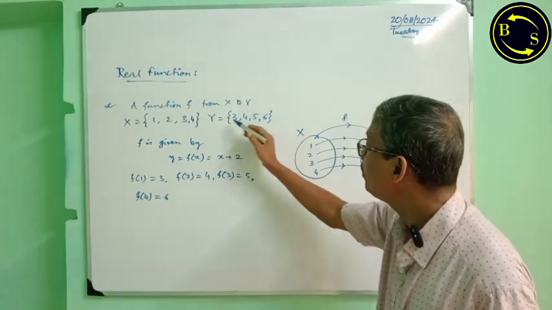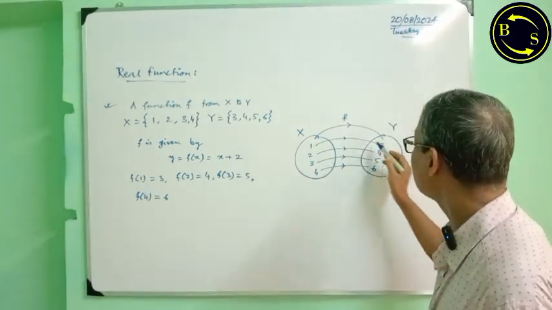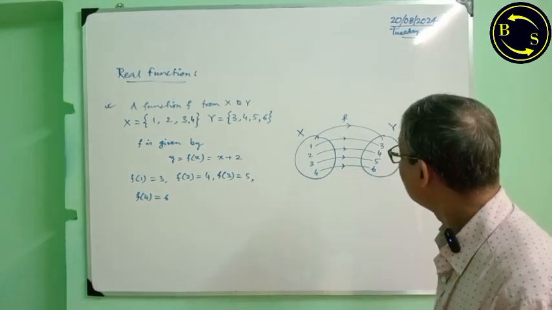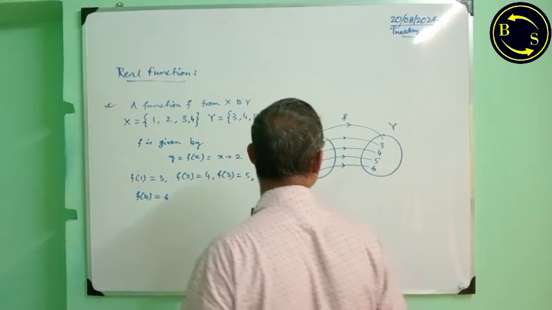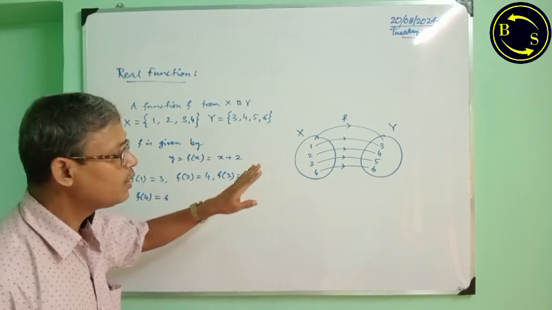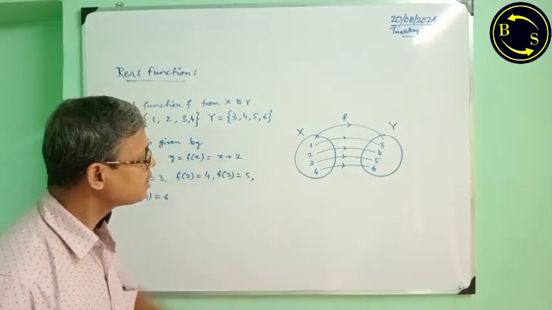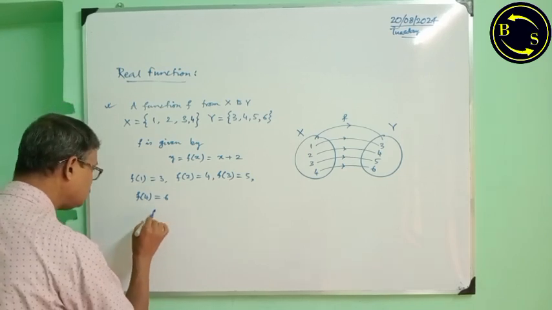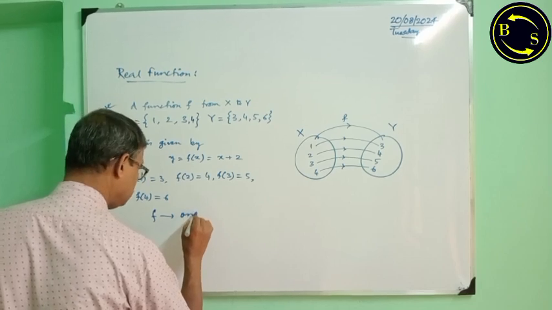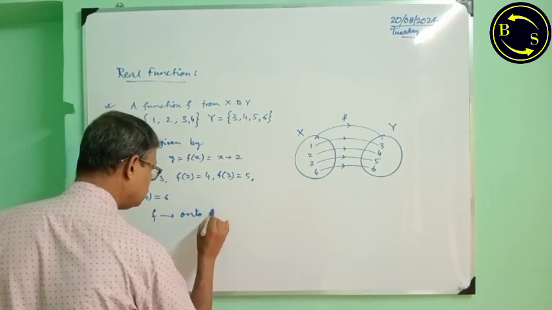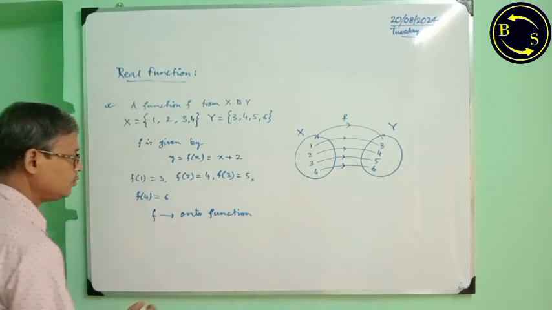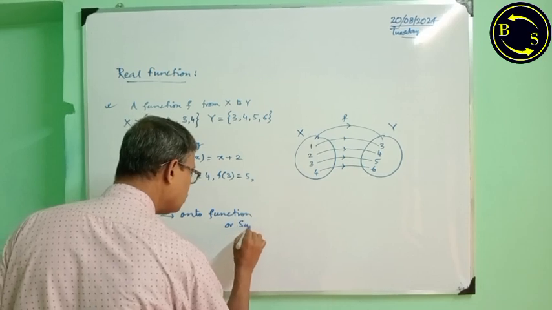That means every member of set Y is associated to a member of set X. That means each member of Y is associated to some member of set X. In this case, we call the function f an onto function, also called surjective.